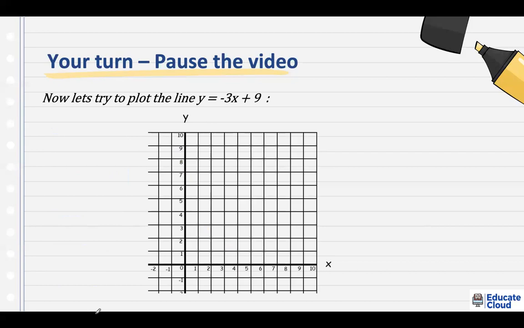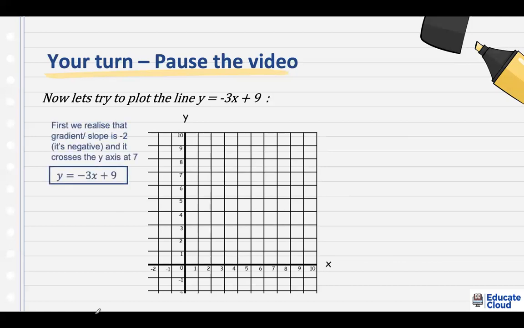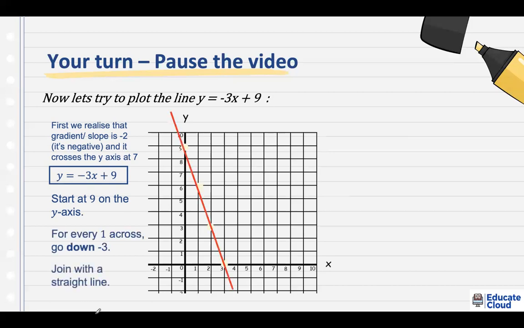Now we have to try to plot the line y = -3x + 9. So we start at 9. And the gradient is -3, so 1 across, 3 down. Then just join those points up. So that is your line of y = -3x + 9.